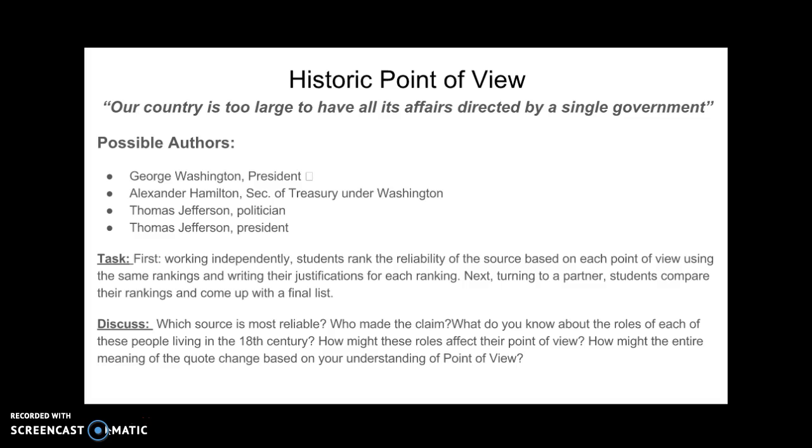Which source was most reliable to you and your group? Who do you feel made this claim? What do we know about the roles of each of these people living in the 18th century? How might these roles affect their point of view? How might it influence their tone or their perspective? How might the entire meaning of the quote change based on your understanding of point of view?